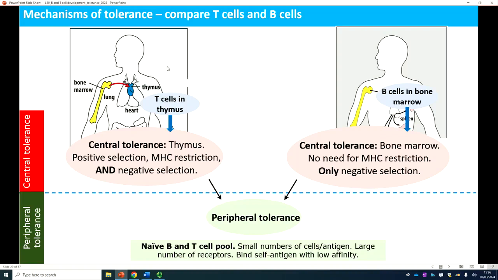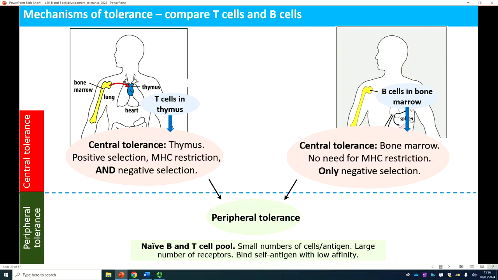So just to summarize our tolerance mechanisms, on the left we have T cells. Remember that they're undergoing central tolerance within the thymus. We're having input from positive selection, negative selection, but also MHC restriction. So remember, MHC restriction is that T cell receptor being able to recognize self-MHC. So we've got that whole thing in play.